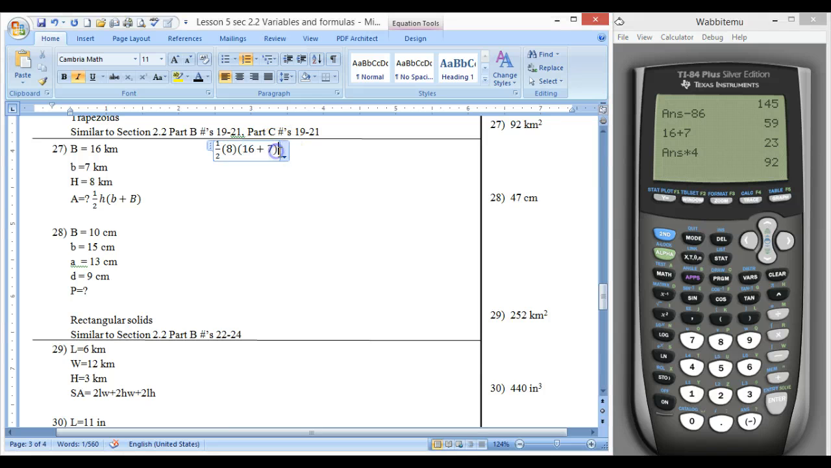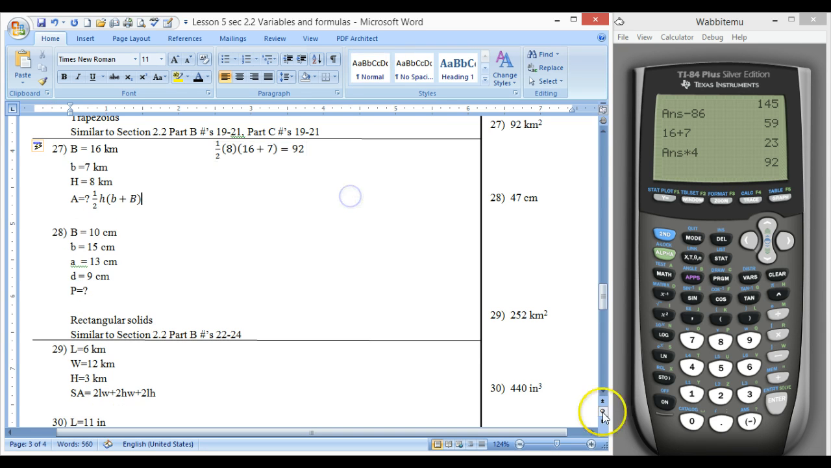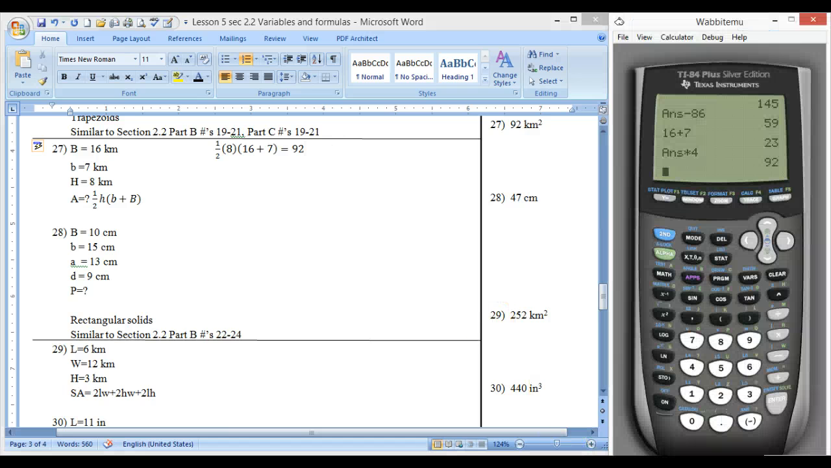Now if you weren't comfortable with that, go ahead and type the whole thing into your calculator and it will do the order of operations. Or into Microsoft Excel. In Microsoft Excel, we would come here and do the equal sign to make it calculate. 1/2, we have to put the times sign in, 8 times parenthesis, 16 plus 7, close parenthesis, enter. And oh, that was formatted as money, but we know that we're not working with money. It's 92. Okay, so 92, let's talk about the units.